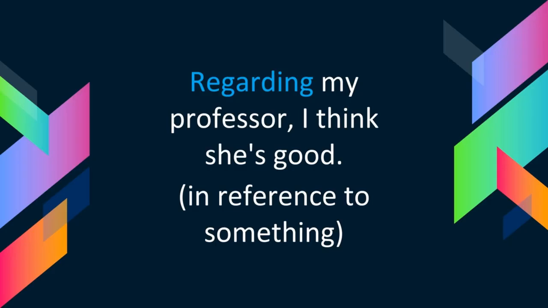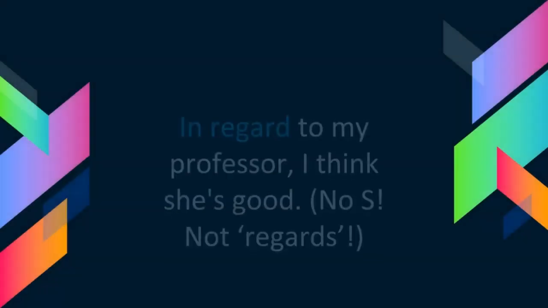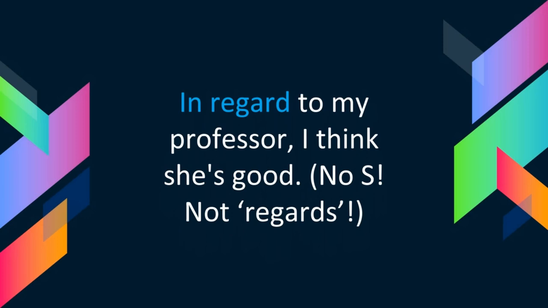So here we have an example of regard being used in a form at the beginning of a sentence, meaning to reference something. Regarding my professor, I think she's good. In reference to my professor, I think she's good. And here's the same thing in a slightly different format. In regard to my professor, in reference to my professor, I think she's good. Now, all of the time, you will see and hear in regards with an S to my professor. No, that's wrong. It should be in regard to my professor.